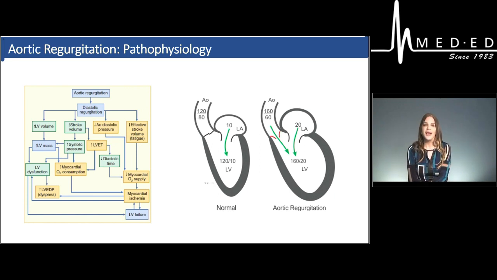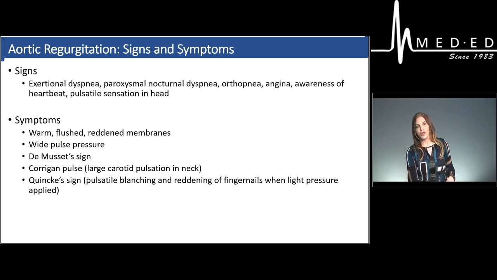Some of the signs that you will see of aortic regurgitation: you can start to see signs of dyspnea, paroxysmal nocturnal dyspnea, orthopnea, different things like that, because as the aortic valve is regurgitating, that blood is going to be transmitted back up into the left atrium and then to the lungs. Some other signs you may see: warm, flush, reddened membranes, wide pulse pressure.